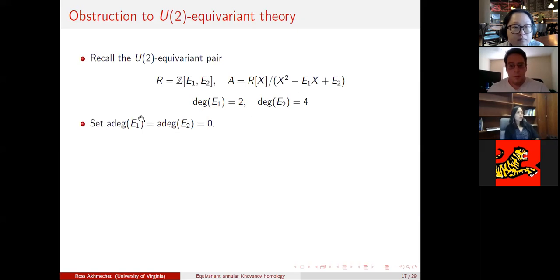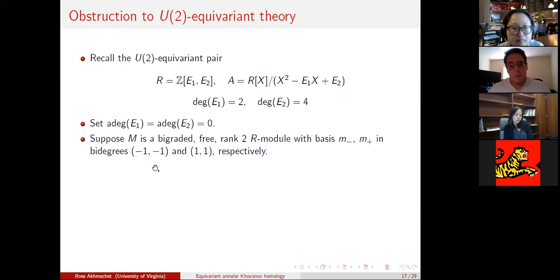Okay, so all the variables are going to be in annular degree 0. They have the quantum grading, but they don't change annular grading. So suppose you're trying to build a theory, like an annular homology, using this Frobenius algebra in some way. Suppose you have a candidate for what's assigned to a single essential circle. So you have some bigraded free rank 2 R-module with basis m minus, m plus in these bidegrees.